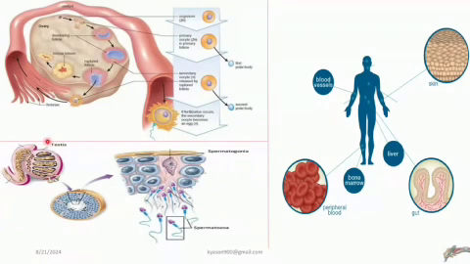Okay, so I was saying in your testicles, there are cells that are continuously dividing to form sperm cells. Within the ovaries, there are cells that are continuously dividing to form mature egg cells.